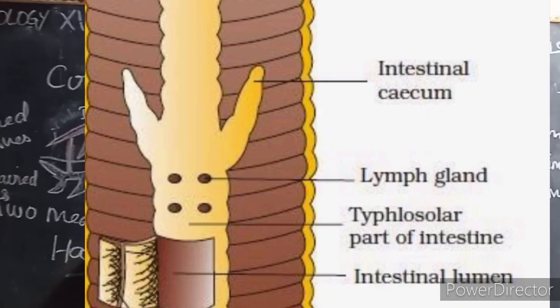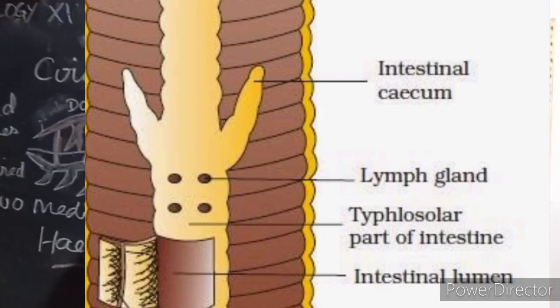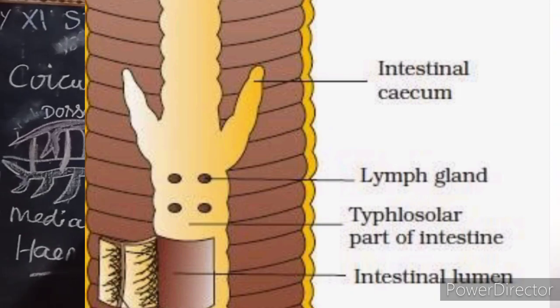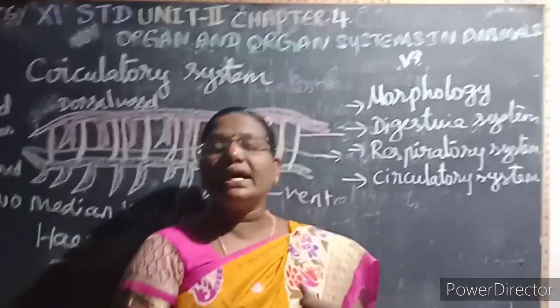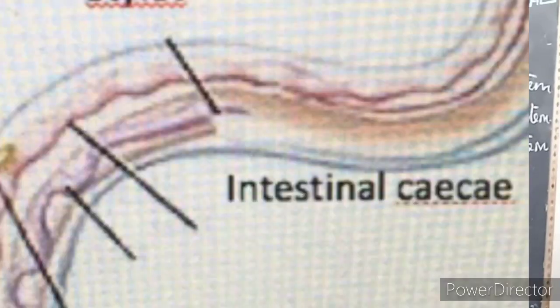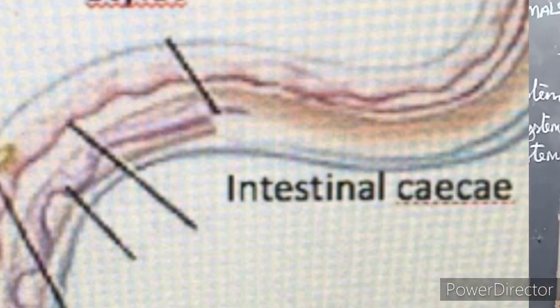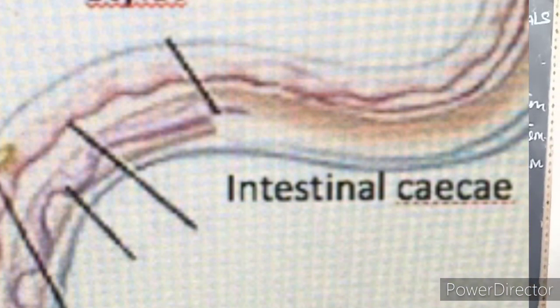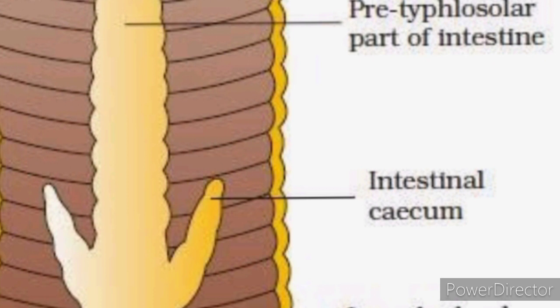What is a typhlosole? If the intestine is folded, that is known as the typhlosole. What are intestinal caecae? In the 26th segment, there is a small conical outgrowth, which is known as the intestinal caecae. It extends anteriorly up to the 22nd segment.